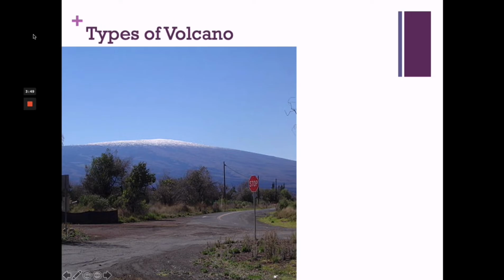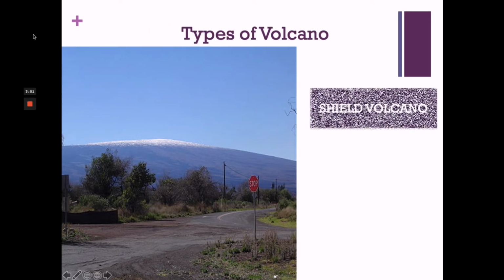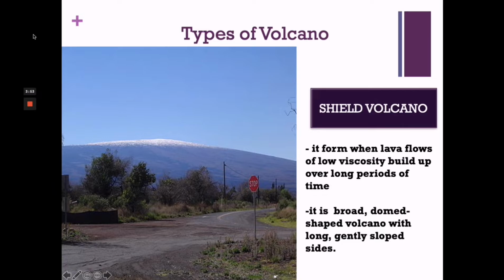There are four major types of volcano. The first one is a shield volcano. It is formed when lava flows of low viscosity build up over long periods of time. It is a broad, dome-shaped volcano with long, gently sloped sides. In fact, the largest volcanoes on Earth are shield volcanoes. If you were to fly over the top of a shield volcano, it would resemble a warrior's shield, hence the name. These volcanoes can cover large areas but never grow very tall.